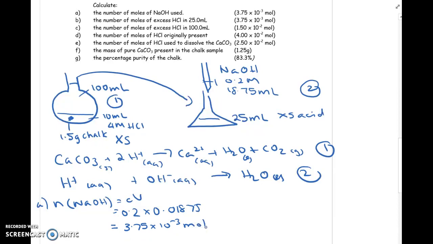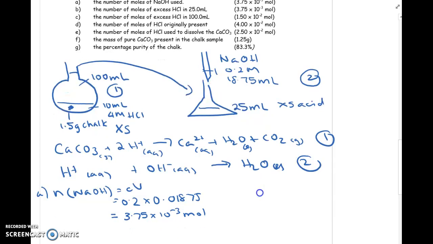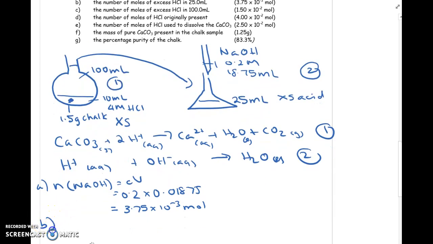Part B, the number of moles of excess hydrochloric acid in 25 ml. Well, using our balanced chemical equation, you can see that 1 mole of hydrogen ions reacts with 1 mole of hydroxide ions. So the number of moles of hydrogen ions or hydrochloric acid will be the same. Now I must write this down because there are often marks given for it.